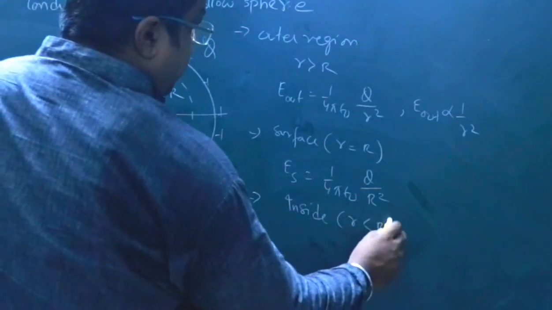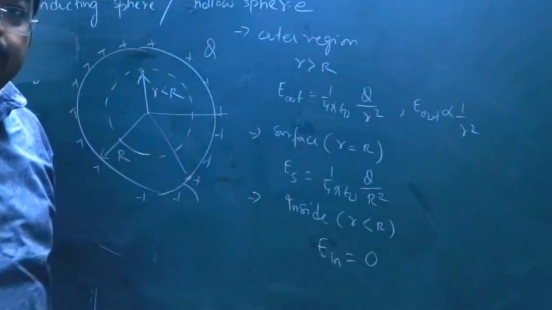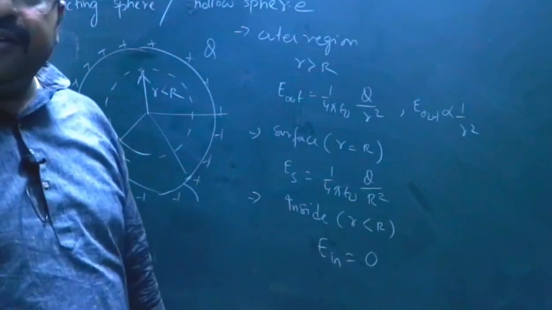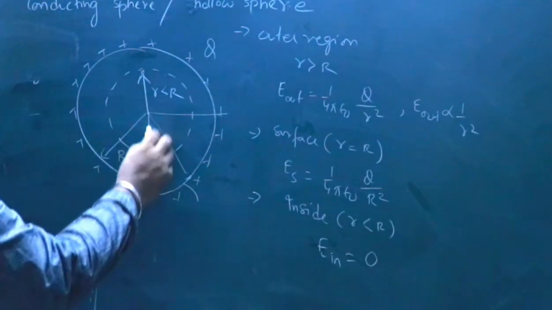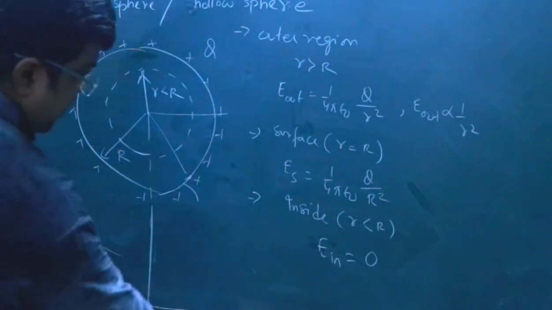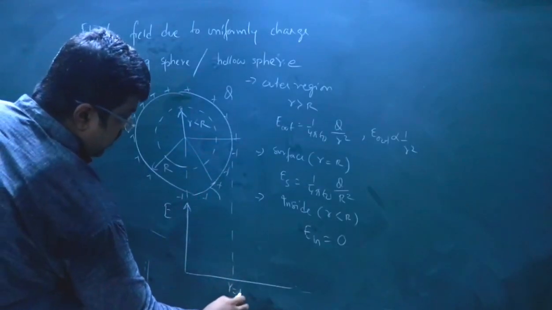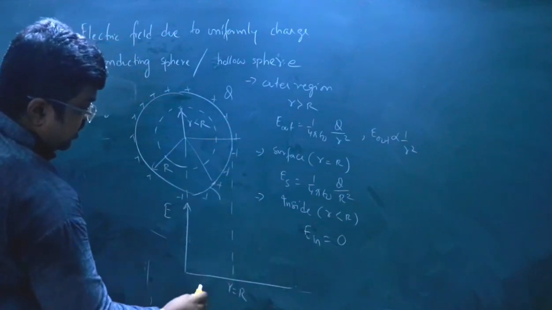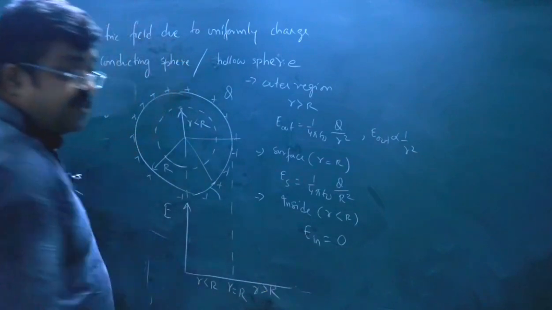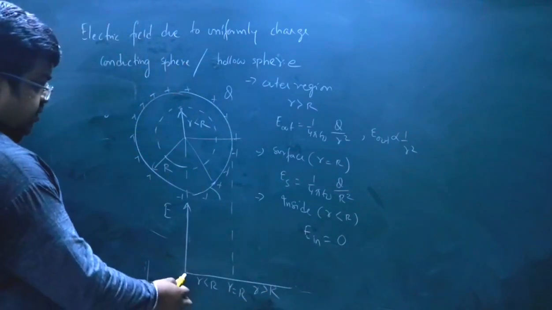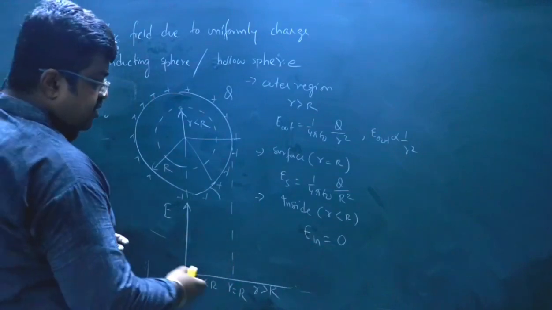Now in the inside region, that is r less than capital R, E in is equal to 0. So in the interior region, electric field intensity will be 0. We can show this graphically. This is electric field, this is r equal to R on the surface. If you are inside, this is r less than R. If you are outside, this is r greater than R. So from the center to the surface, just before the surface, inside the surface, electric field intensity is 0.